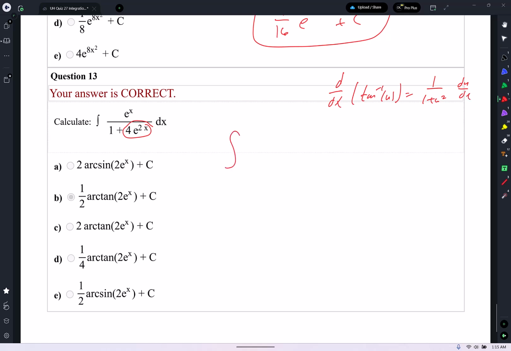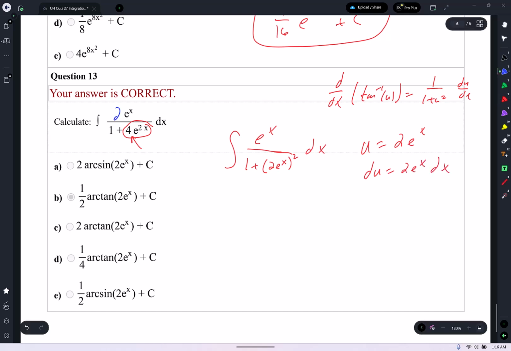So let's rewrite it. e to the x over 1 plus parenthesis. The only way to get a 4 is if you square 2, since 2 squared is 4. So you're going to have 2 e to the x, close it squared, and then put a dx. And there it is. So 2 e to the x, when I square it, I get 4 e to the 2x. So my u is 2e to the x. So my du is 2e to the x dx.